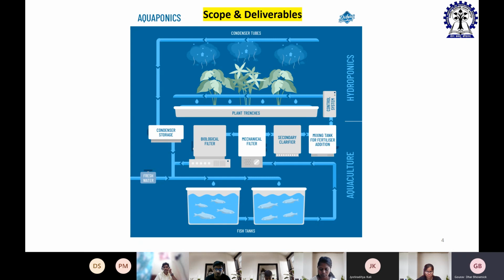So these are the deliverables, the scope, the units that you need to think about before starting an aquaponics system. Okay, so any doubt about the system, or about the requirements or the procurement details, about anything? Anyone?